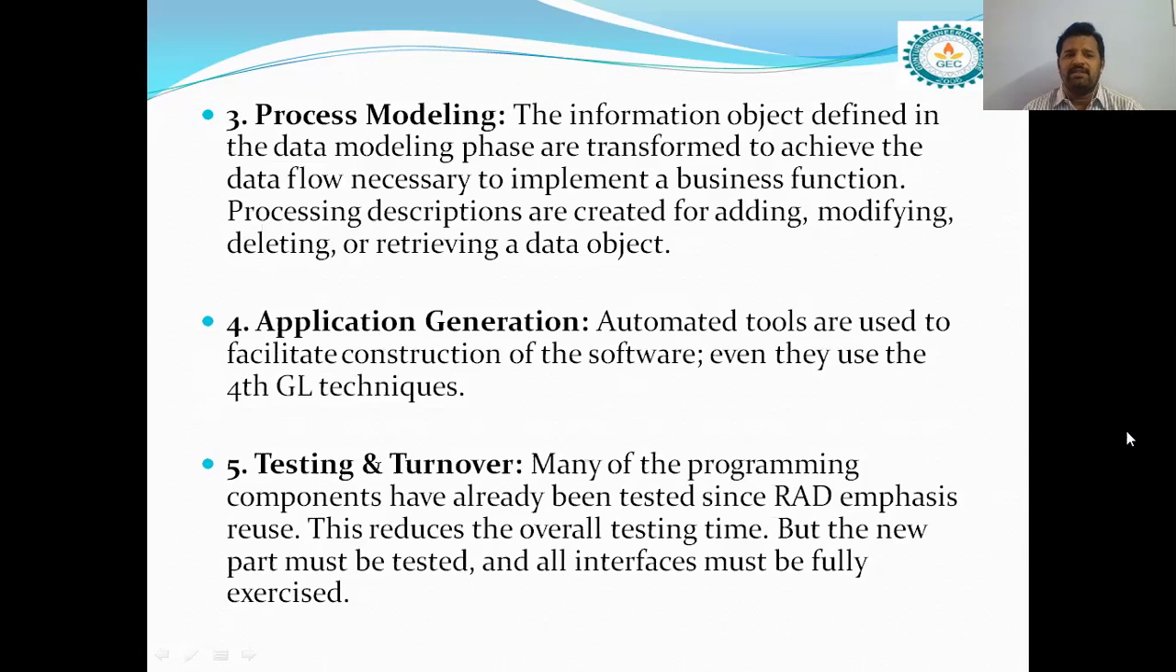And next one is application generation. Automated tools are used to facilitate the construction of the software. They even use fourth GL techniques. Here in the application generation phase, they are using automated tools in order to construct the software, for developing the software. Even in this phase, they are using the fourth GL techniques also.